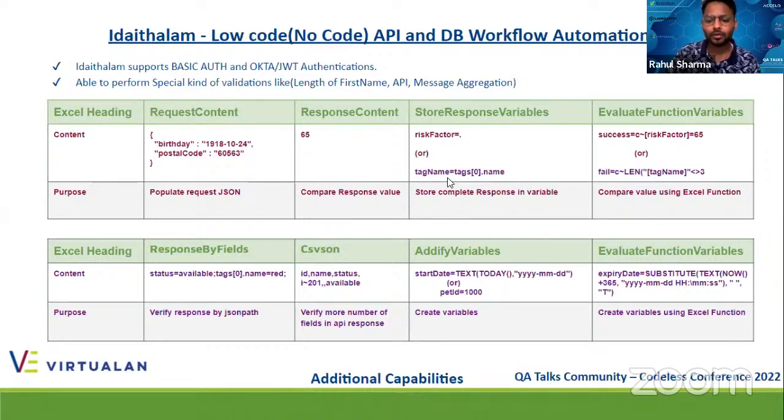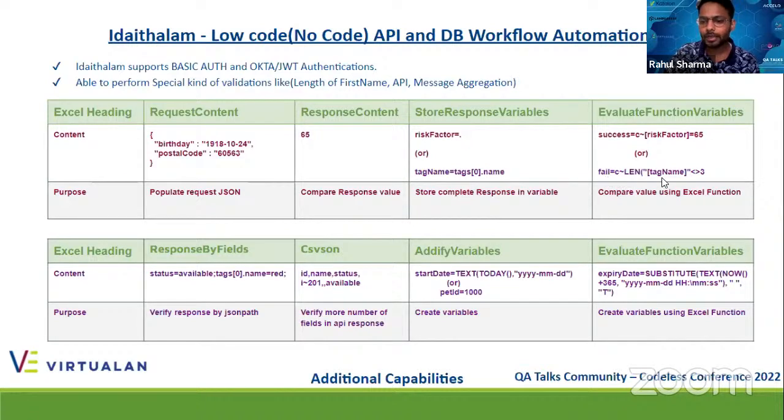Also, you can store the value in the variable with the help of JSON path. This is the JSON path of the response. What I am doing here is storing the value of name in the parameter called tag name. Similarly, in the evaluate function variable, we are comparing values using Excel functions. If you see here, I am using the C parameter, which is for compare. I am comparing whether the risk factor value is equal to 65 or not from the response. If it is a success, it will pass. If it is not, it will fail.